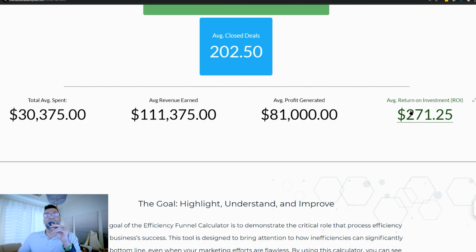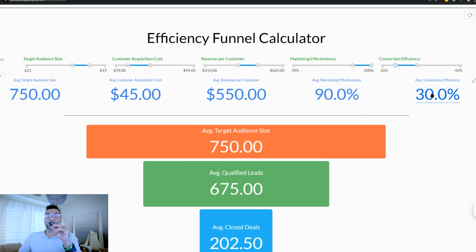So total ROI, return on our investment, we have $271.25. So that's within 30% conversion efficiency. Let's go ahead and change the numbers up, and this is where the fun starts within the efficiency funnel calculator.